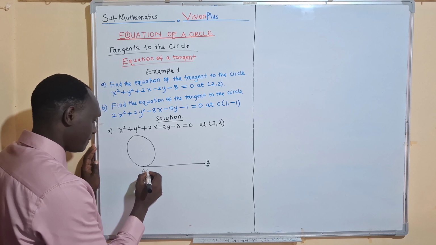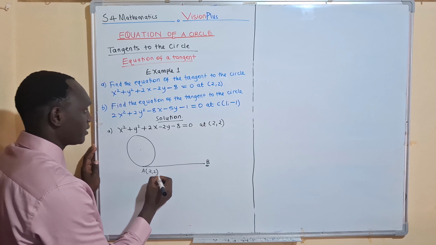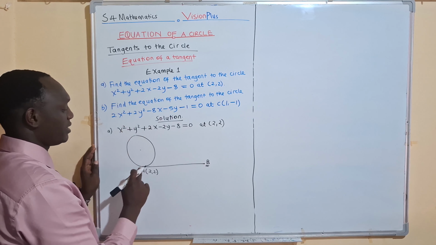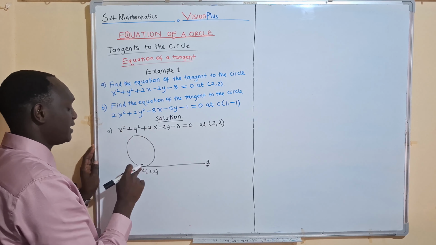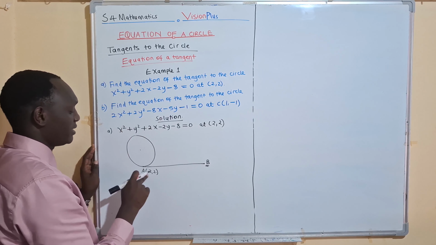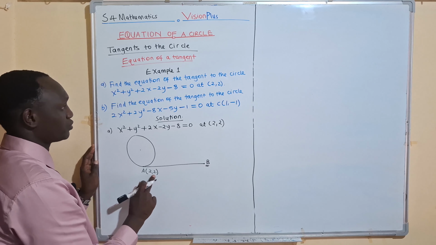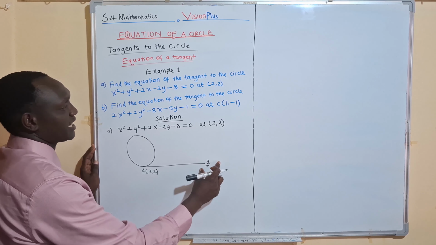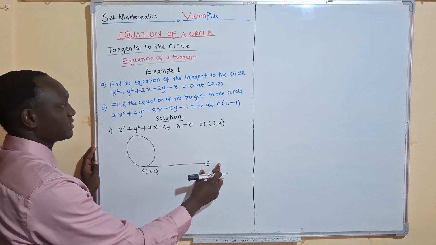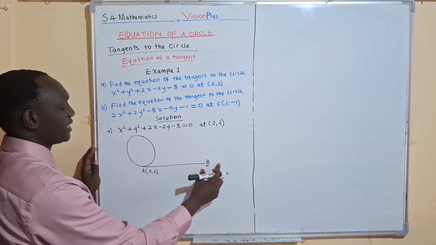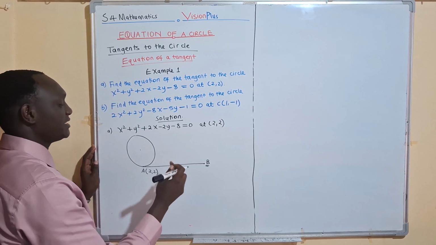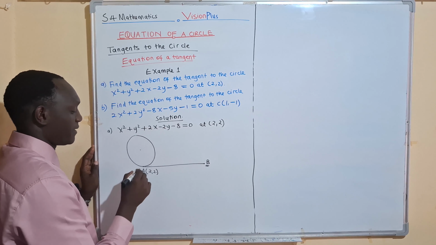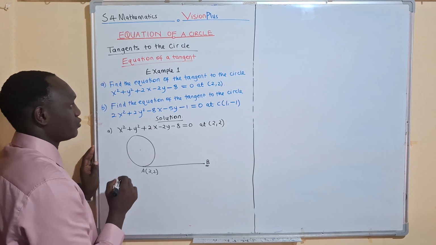Let me call it point A. This is point A (2, 2), because this is the tangent to the circle. At what point on the circle is the tangent touching the circle? It is touching the circle at point (2, 2). This point is not where the tangent is drawn. You must be careful to understand that. The tangent is drawn from some point B that they have not told us, to the circle, and then it meets the circle at point (2, 2).